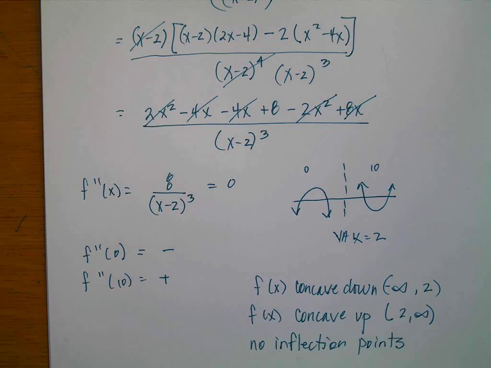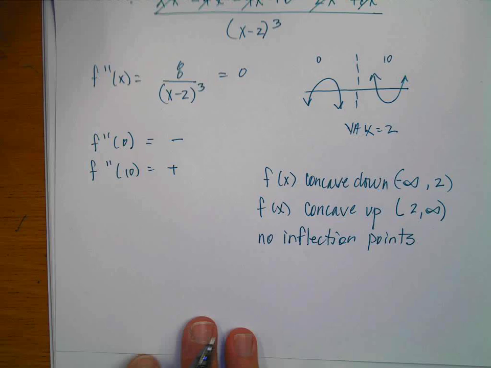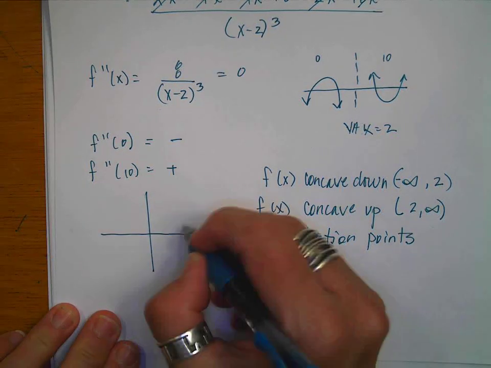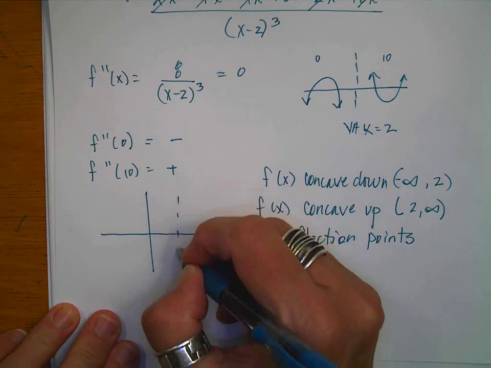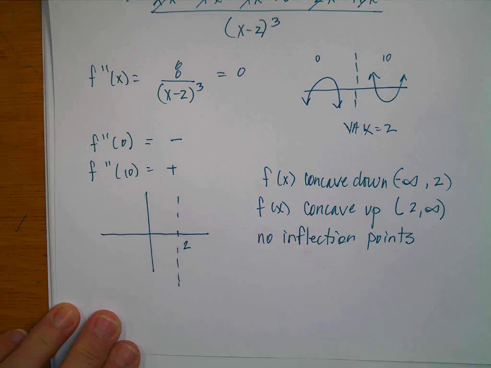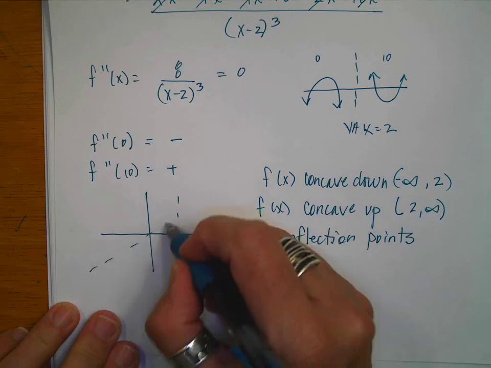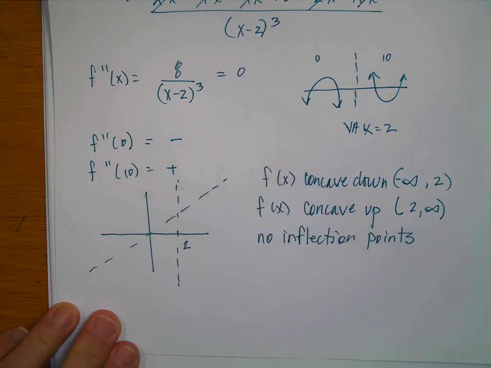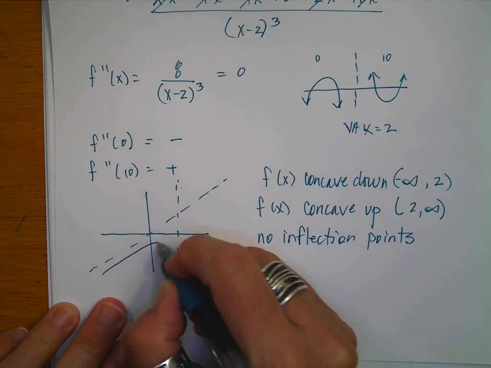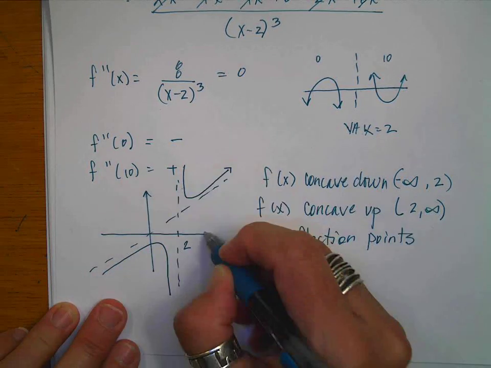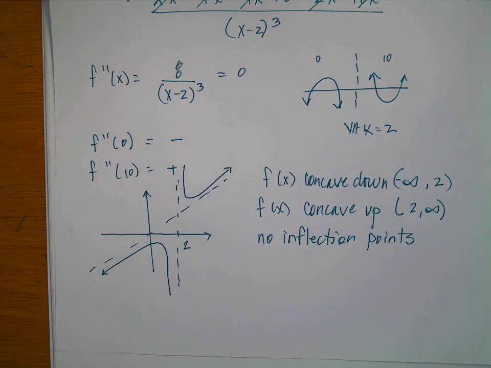There's not an actual point where the concavity is changing. It's changing at the asymptote. So if I took all of the information that I had gathered, so I know that at 2 I have a vertical asymptote, and my slant asymptote was going to be y is equal to x, and then I could manage all of my different information, and I would come up with a sketch of my graph, okay? And that would be it.